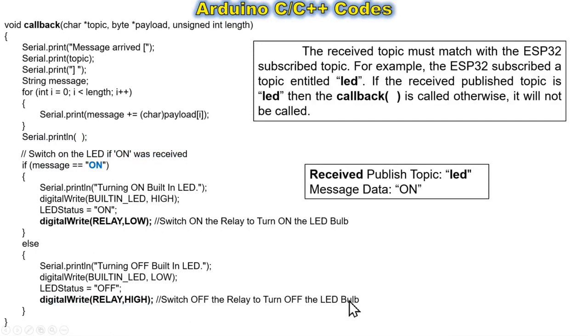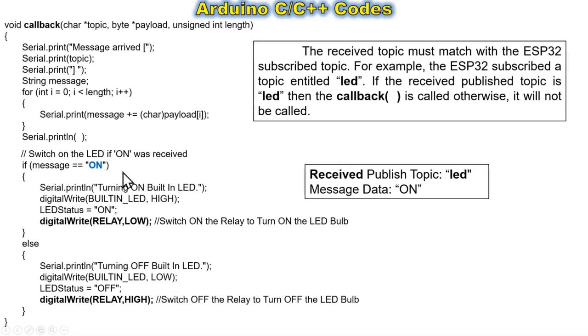The callback method or function is called whenever the ESP32 receives a published topic from the two clients, namely the laptop PC and the mobile phone. The received topic must match the ESP32 subscribed topic. For example, the ESP32 subscribed topic entitled LED. If the received published topic is LED, then the callback is called. Otherwise, it will not be called.